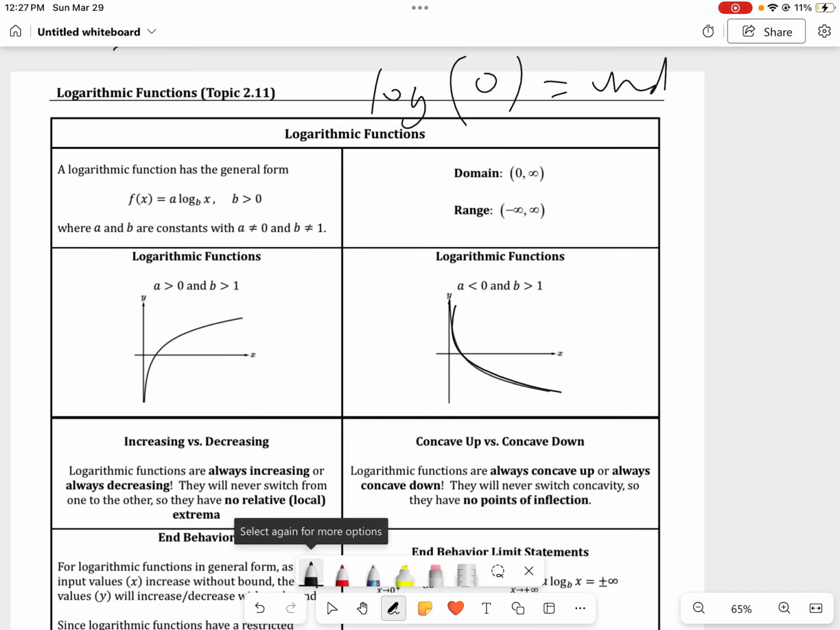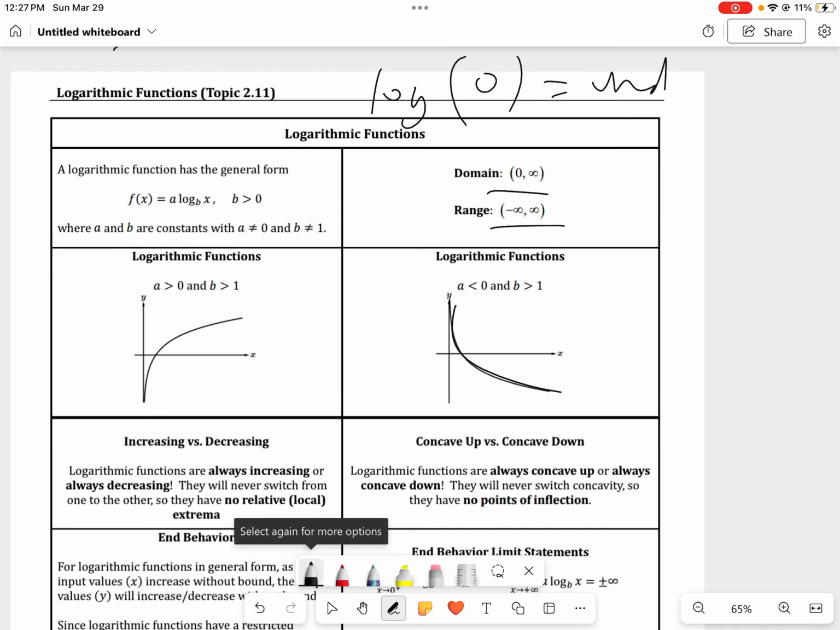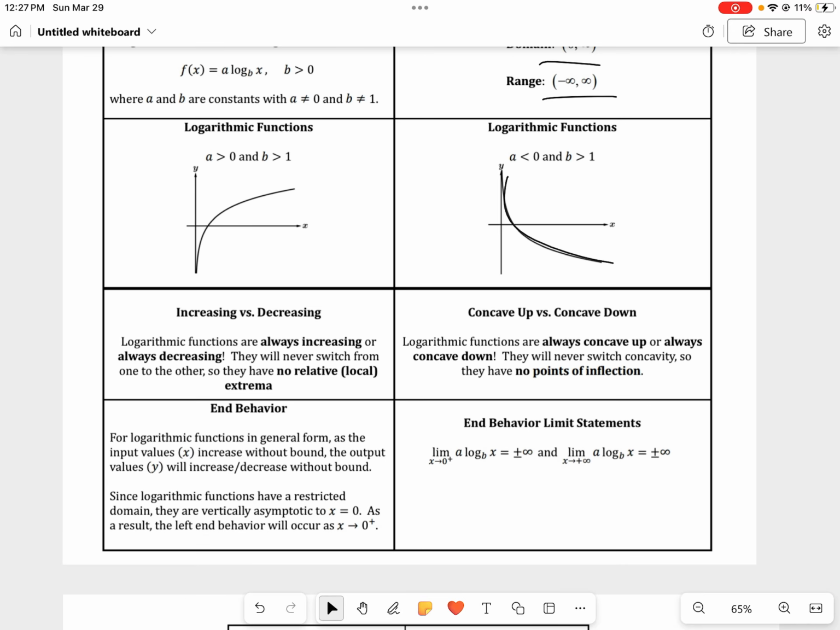What else? Yeah, this domain, like I said, the range is going to be all your numbers, because you can go up and down as much as it wants. It just can't go, the x value can't be 0 or less. And we have more of this, increasing, decreasing. So you see they're always increasing or always decreasing. There's concavity, but there's no reflection point.